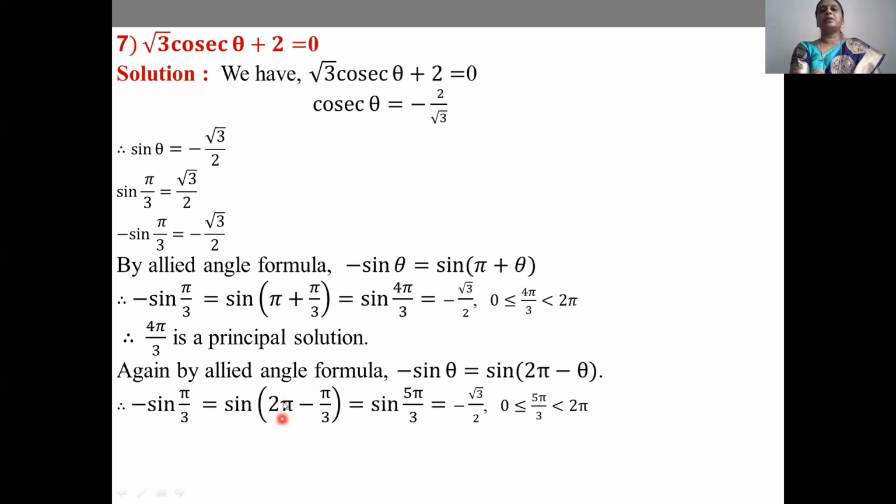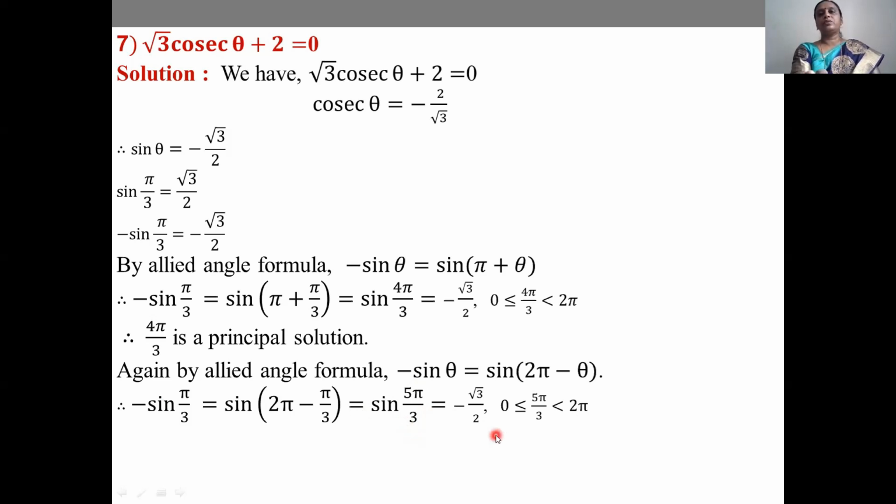After simplification, this is the angle of 5 pi by 3, and this sine 5 pi by 3 is equal to minus sine pi by 3. The value of minus sine pi by 3 is minus root 3 by 2. Keep that value here. This means our sine 5 pi by 3 is equal to minus root 3 by 2. So again at the angle 5 pi by 3, we get the value of sine theta as minus root 3 by 2. Therefore, this is our second principal solution.